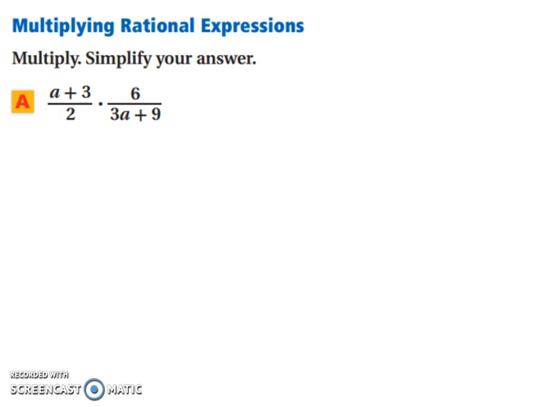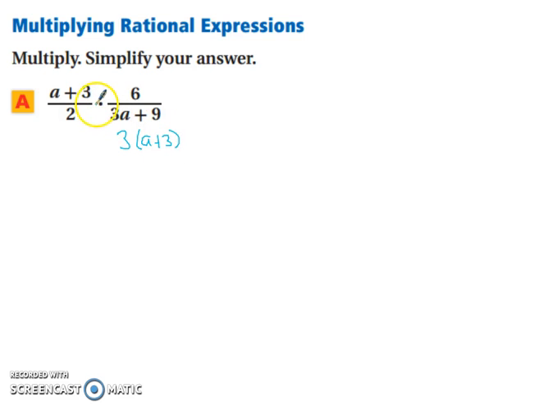So we have the quantity A plus 3 divided by 2, times the quantity 6 over the quantity 3A plus 9. Notice how you have a binomial. You can't do anything with the A plus 3, but we can factor using greatest common factor for the 3A plus 9. So we're going to factor out a 3, leaving us with A plus 3.